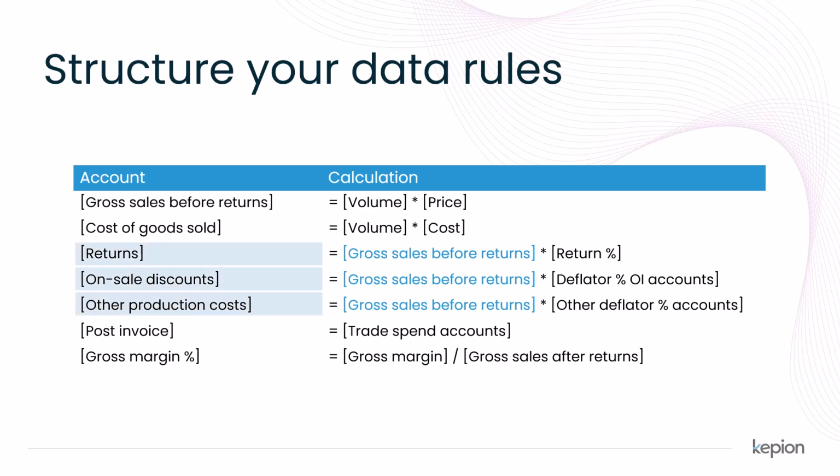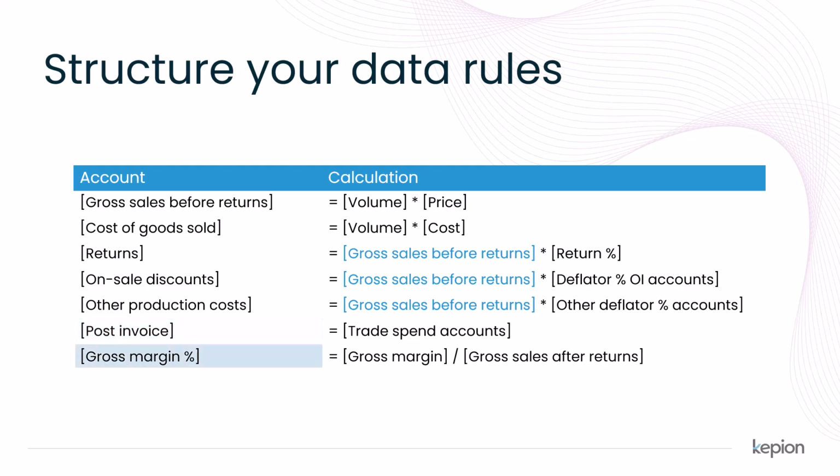All of these values are calculated by multiplying gross sales before returns with rates from the deflator percent model, so let's perform all of them in the same rule as well. For simplicity, let's make this one a view. For the post-invoice accounts, we don't actually need to calculate anything here. We just need to move the data from the trade spend model to the reporting model. We can do this with a simple view rule as well.